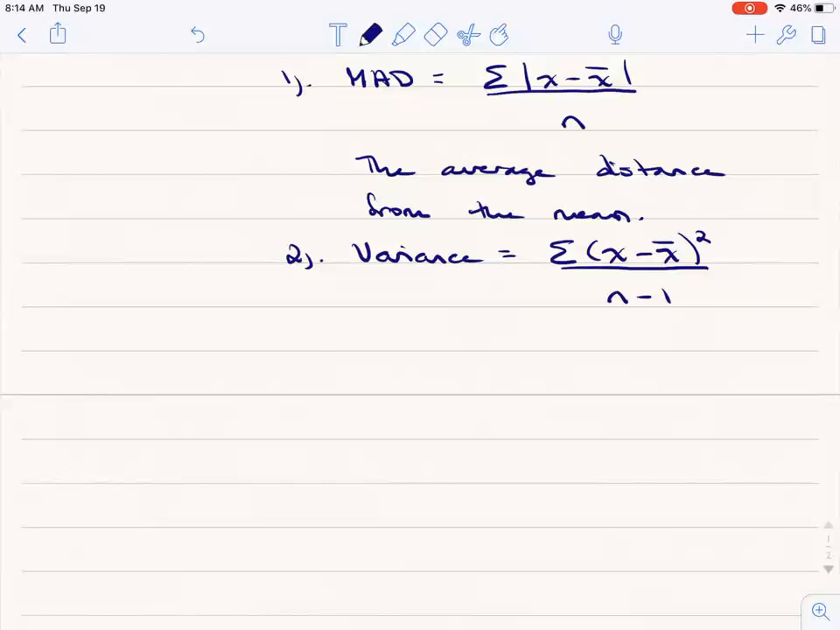And then we divide by n minus 1, and that's just a field quirk. Otherwise, it doesn't look like the population. But it's basically the same, right? And n minus 1.